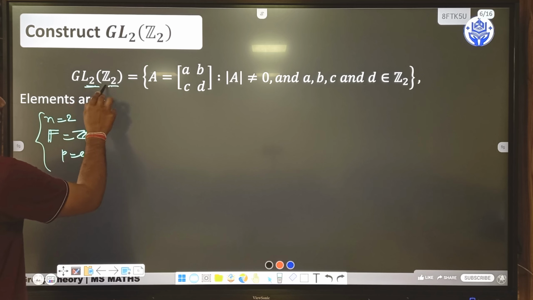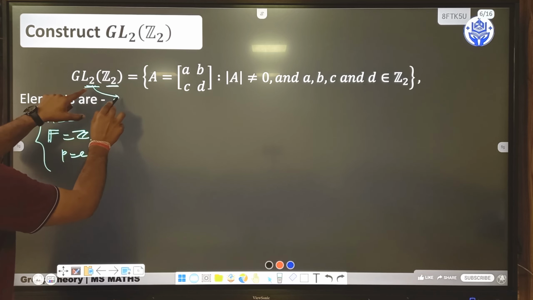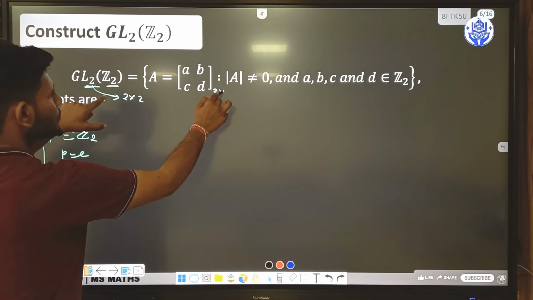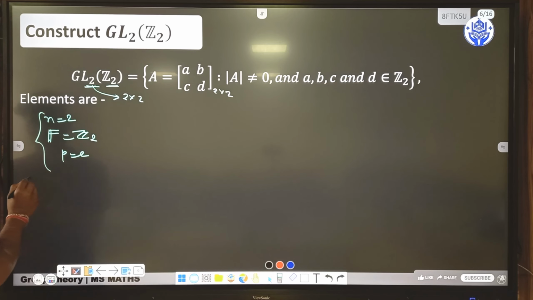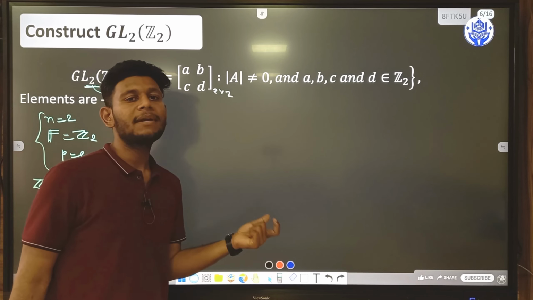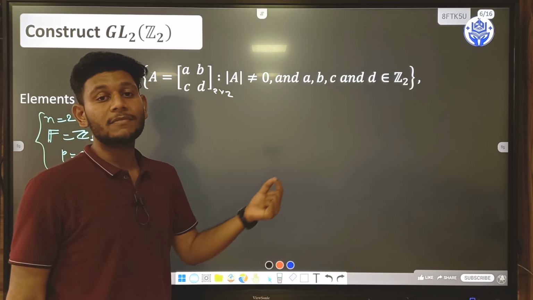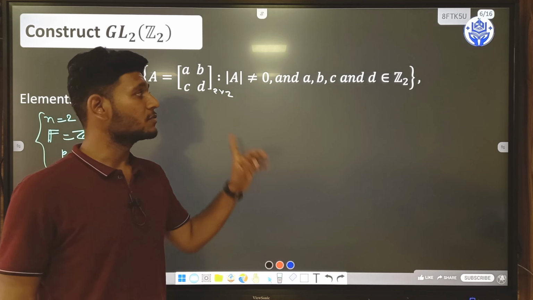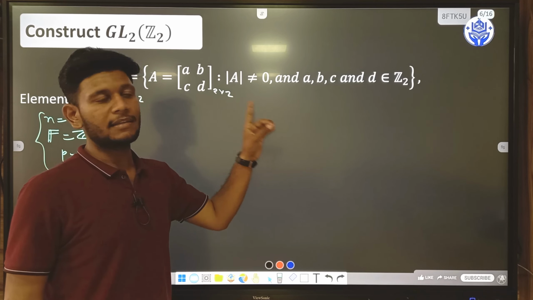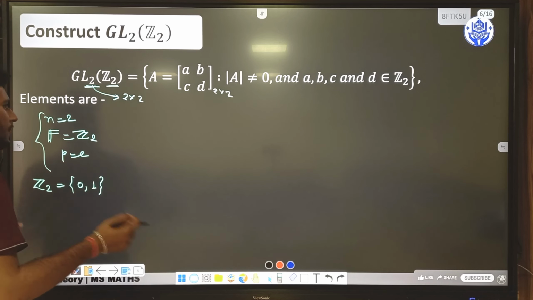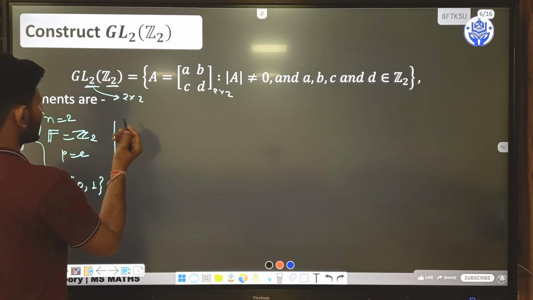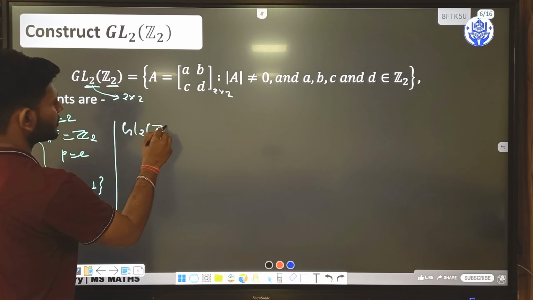So see here, this shows the order of the matrix, 2 cross 2, where a, b, c, d are from Z2. Do you know the elements in Z2? They are 0 and 1. It means all the matrices whose elements are from 0 and 1, but whose determinant should not equal 0, will be in this set. So can I make them? Yes. So I'll write GL(2, Z2) here.